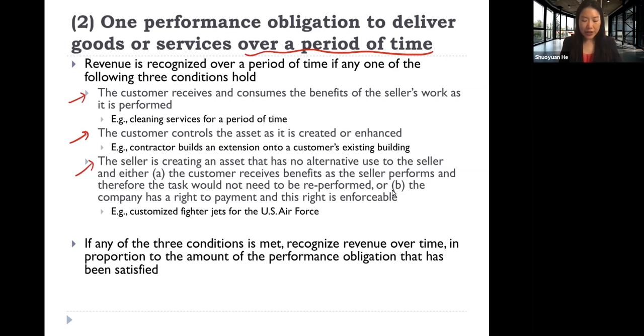An example of the second condition is the customer controls the asset. For example, our school is building an extension to an existing building. As the contractor is building the extension onto our existing building, they can gradually recognize their revenue. And an example for the third condition is a custom flight jet created for the US Air Force. It has no alternative use to the seller. So that's an example of the third condition. But if any of these three conditions is met, we can recognize revenue over time and in proportion to the amount of performance obligation that has been satisfied.